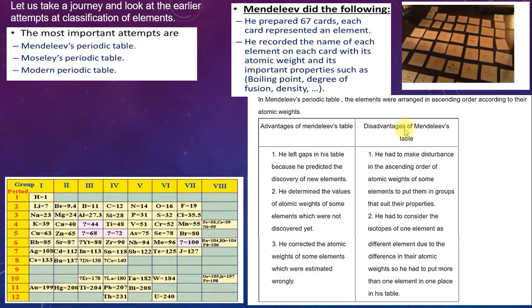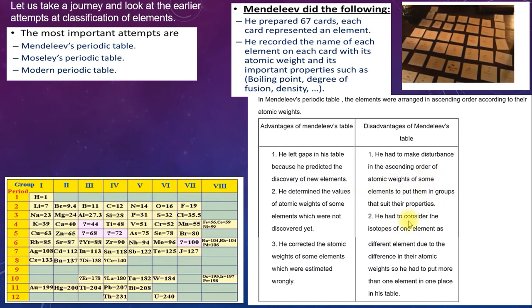The disadvantage of Mendeleev's table: he had to make a disturbance of the ascending order. As we said before, Mendeleev arranged the elements in ascending order according to the atomic weight. He made a disturbance in this ascending order. He wanted to put the elements with the same properties together in the same group. So he made a disturbance in the ascending order of the atomic weight.